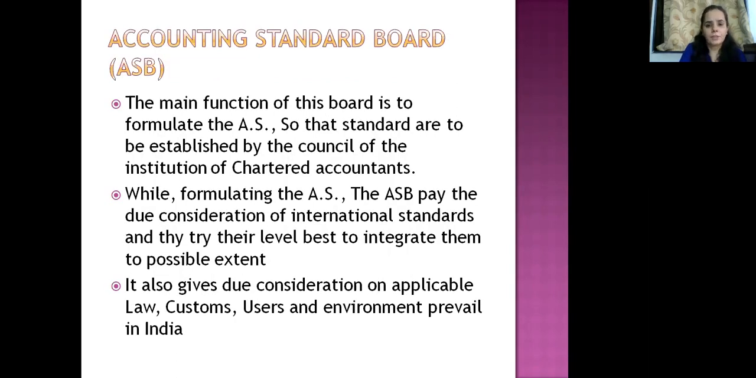Let us see what is the main purpose of ASB, that is the Accounting Standard Board. The main function of ASB is to formulate the accounting standards, so that the standards are to be established by the Council of the Institution of Chartered Accountants. While formulating these standards, they pay attention to the international accounting standards also, and they try to integrate national and international accounting standards. This board also pays attention to the prevailing laws, customs, users, and environment in India.